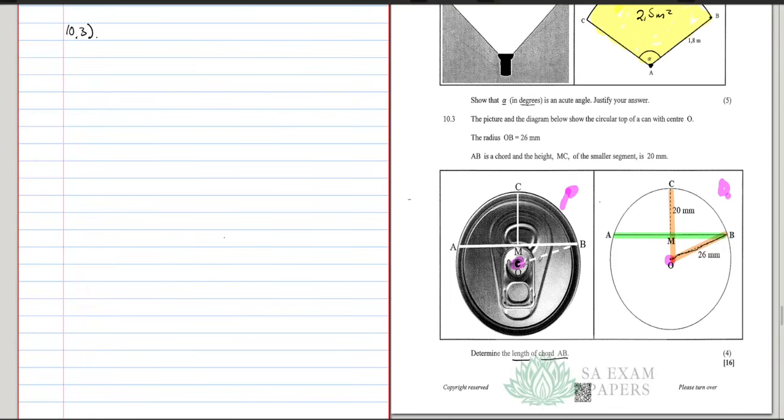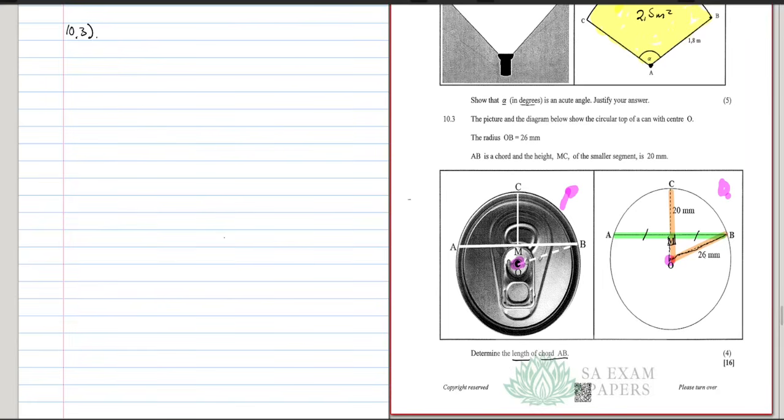Some information is missing here. Maybe they forgot to say this should be equal to that. I think that's what they forgot to mention. But anyway, if I connect O and M like this, I should have a 90 degrees right there.